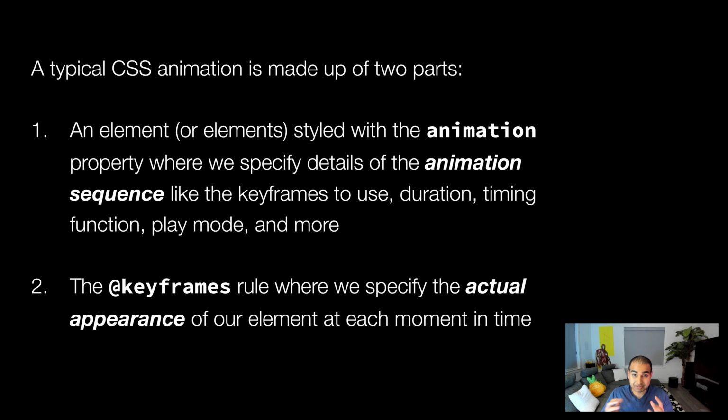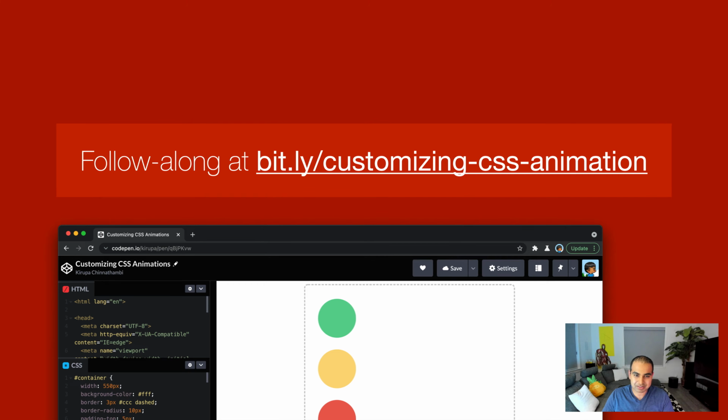The actual appearance of the animation, what it does at any given point in time, that is defined by the add keyframes rule, and that is really known to define the actual appearance of our particular element at any given moment in time. So you combine the animation property, which defines the animation sequence, and our add keyframes rule, which defines the actual appearance, and you have all the ingredients needed to make a killer CSS animation. And so in order to customize it, we're going to look at some of the things you can do here.